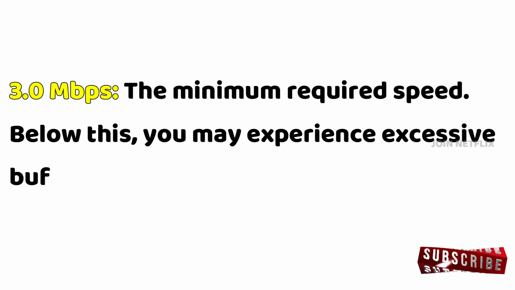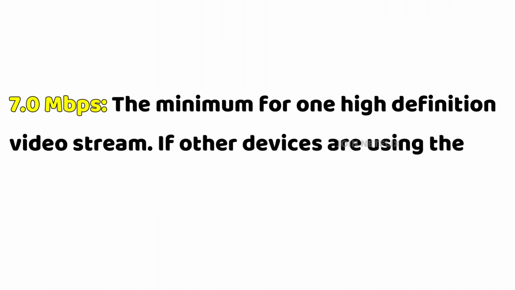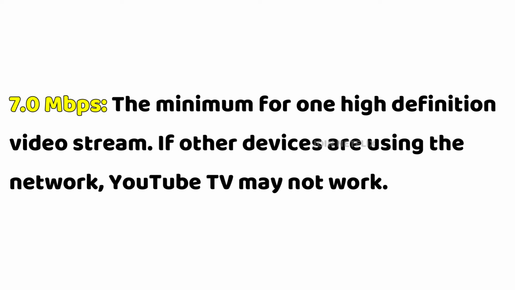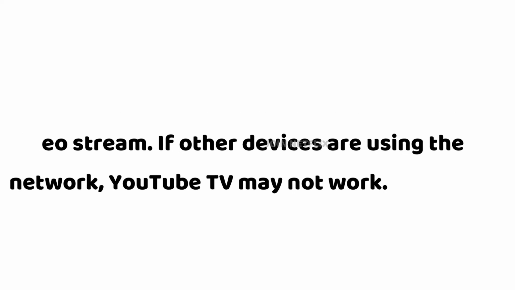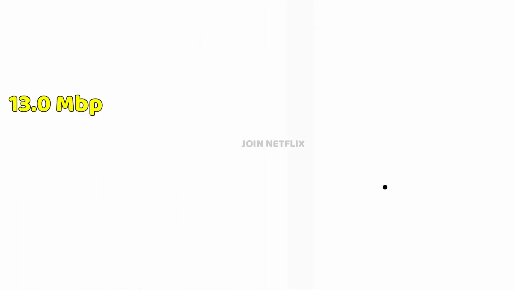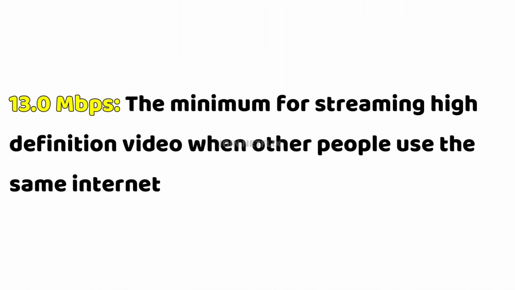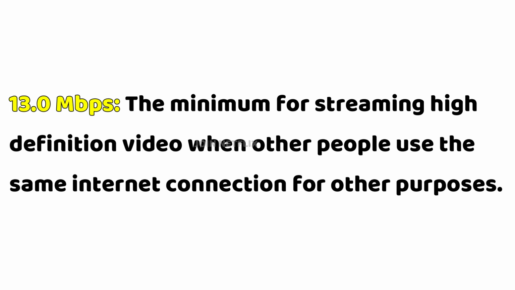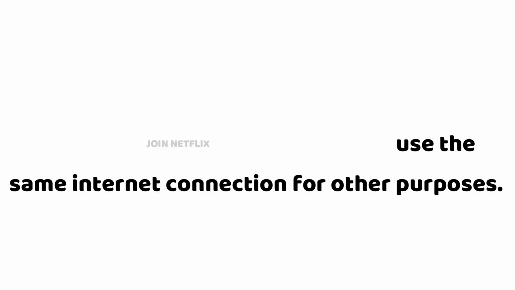3.0 megabits per second, the minimum required speed. Below this, you may experience excessive buffering. 7.0 megabits per second, the minimum for one high-definition video stream. If other devices are using the network, YouTube TV may not work. 13.0 megabits per second, the minimum for streaming high-definition video when other people use the same internet connection for other purposes.